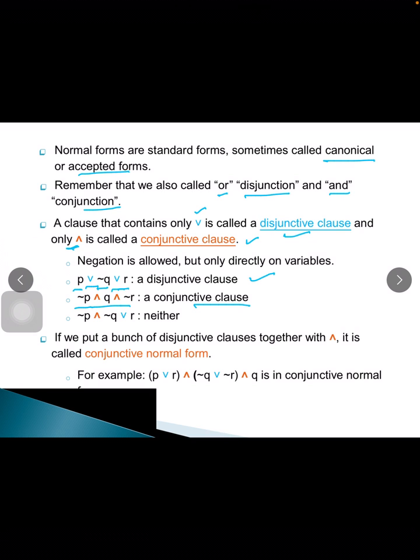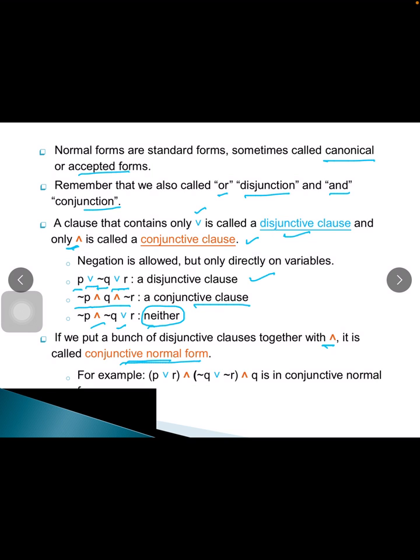And if the variables are connected with both conjunction and disjunction, this is not called a normal form. Now come to the conjunctive normal form. So what is the conjunctive normal form? If we have a number of disjunctive clauses, and we connect all the disjunctive clauses with the conjunction, this is called the conjunctive normal form.